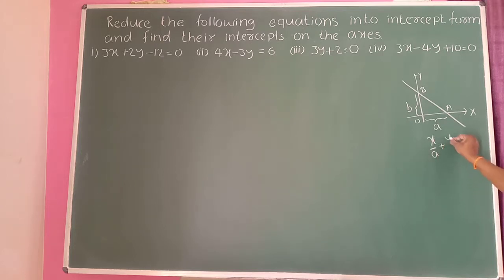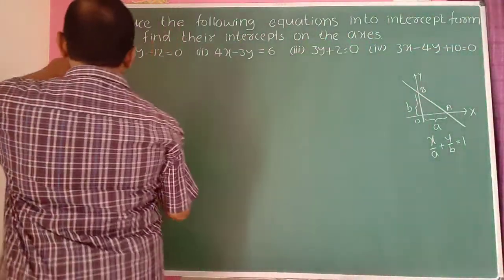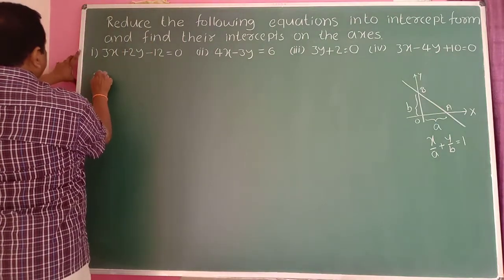x upon a plus y upon b is equal to 1. Here a and b are the intercepts on the axes. Find a and b, that is, find their intercepts on the axes. Therefore, take the first example here.